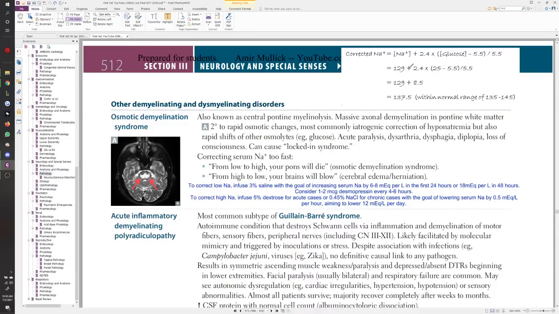So like in this question, what they're showing is this person's corrected sodium is equal to their sodium concentration, which is 129, plus 2.4 times whatever their glucose concentration is, minus 5.5, divided by 5.5, and they got 129 plus 8.5, which then puts it into 137.5. What this tells you is that their sodium is now corrected. Even though their current sodium concentration may look like 129, it's corrected. You just need to give it time.